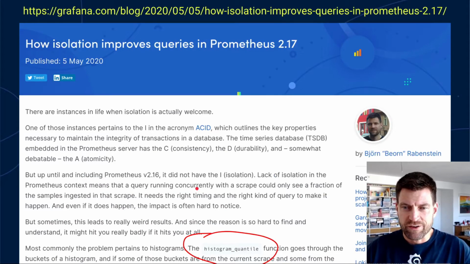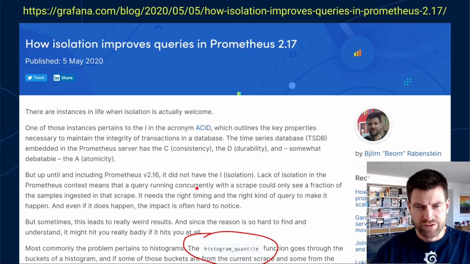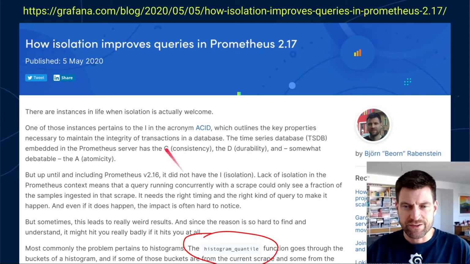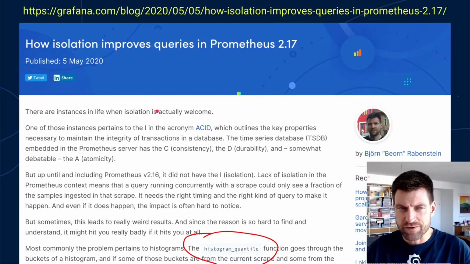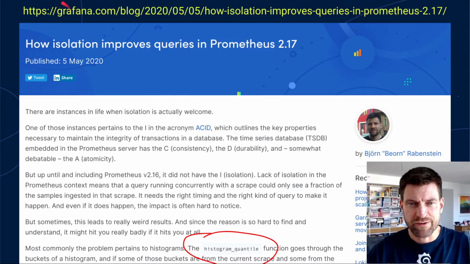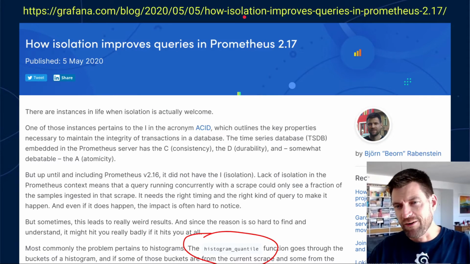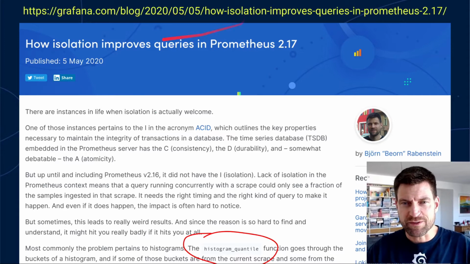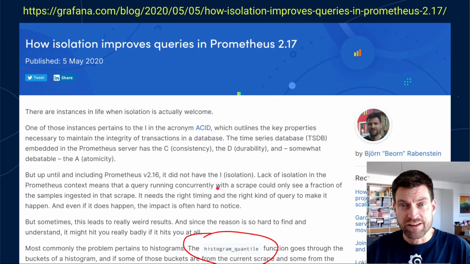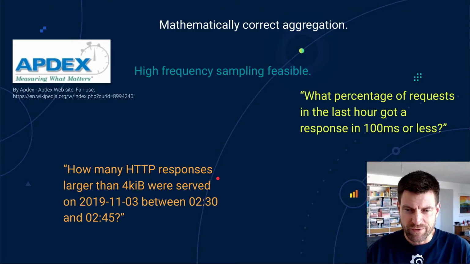There is a lot of detail to share about this, which I don't have time for here, so I have to refer you to this awesome blog post written by myself, shameless plug, on the tech blog of my employer, another shameless plug. But here's the URL, just look it up and you see histogram_quantile. That's the infamous function that gets hit quite often by the lack of isolation. We have isolation now, it's all good, you don't even have to think about it, it will just magically work.